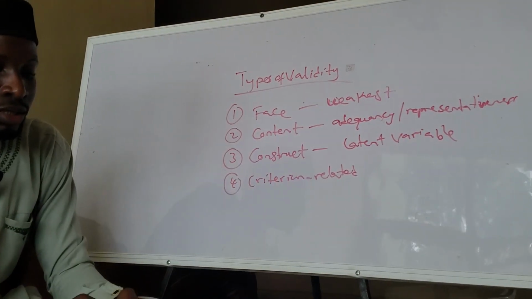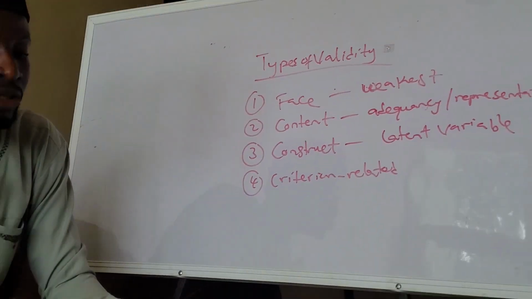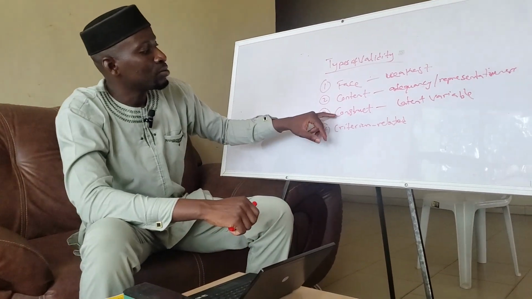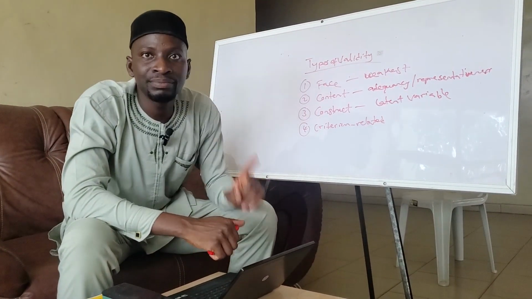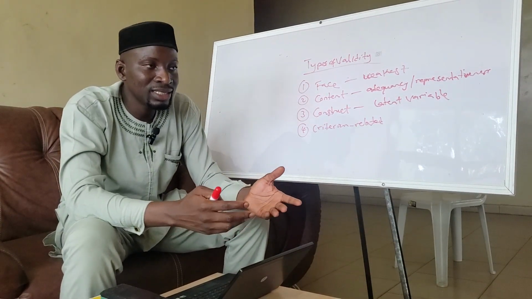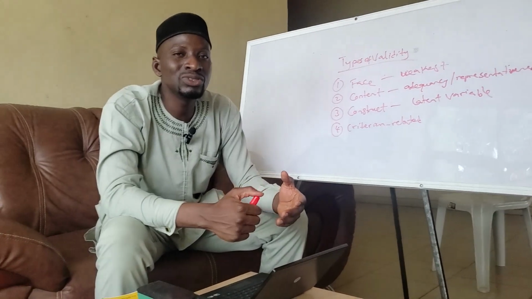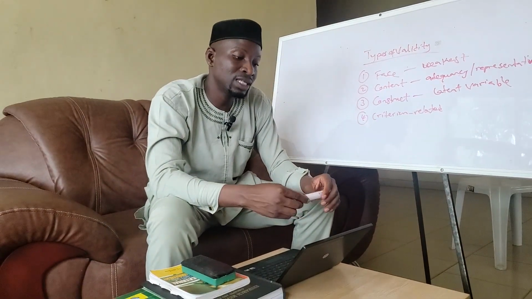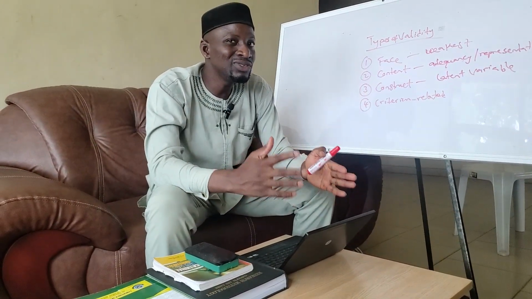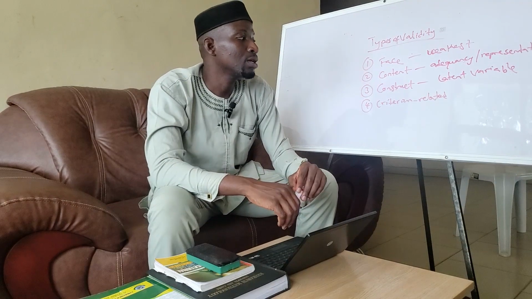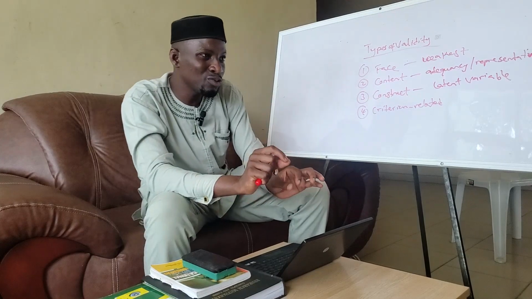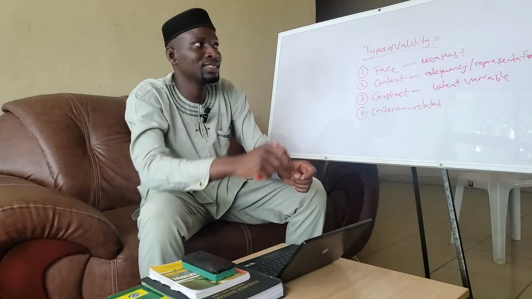Construct. In reality, we don't really have unidimensional tests. What do I mean by that? A test is supposed to be measuring one thing at a time. But in reality, we have tests that are not really unidimensional. Though efforts have been made to ensure that they are more unidimensional, they are not really unidimensional. Meaning, they can only have a dominant construct that they are measuring. The other one will be recessive. It will not take charge.